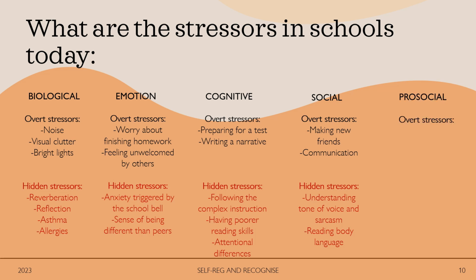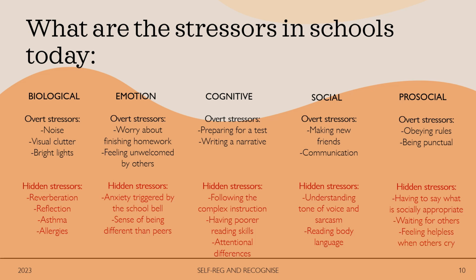How about the pro-social domain? Overt stressors could include the need to obey rules versus what they want to do, being punctual for classes. And some hidden stresses could be having to say what is socially appropriate, waiting for others, as well as feeling helpless when others cry. So I hope I've shown you the merit of different overt stresses and hidden stresses across all five domains that could be anticipated within a school setting in the current day context.